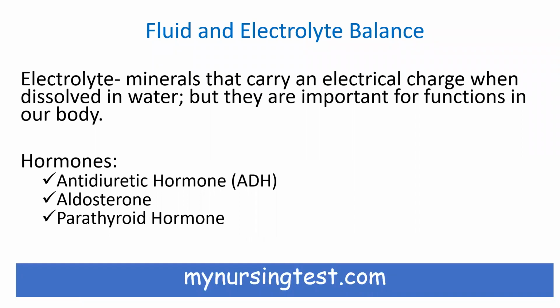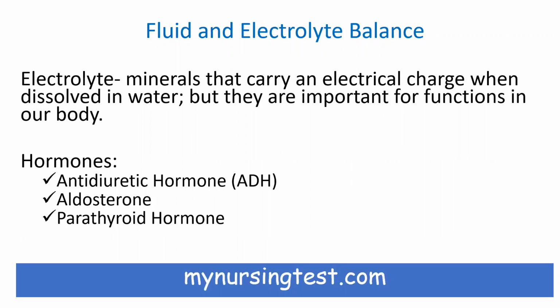The first one is antidiuretic hormone, ADH, and that hormone tells our kidneys to reabsorb water. So what's going to happen is the kidney is going to hold on to water and it's going to hold on to sodium. Remember, if you have too little antidiuretic hormone, you're going to end up with diabetes insipidus, and that has nothing to do with your blood sugar, right?